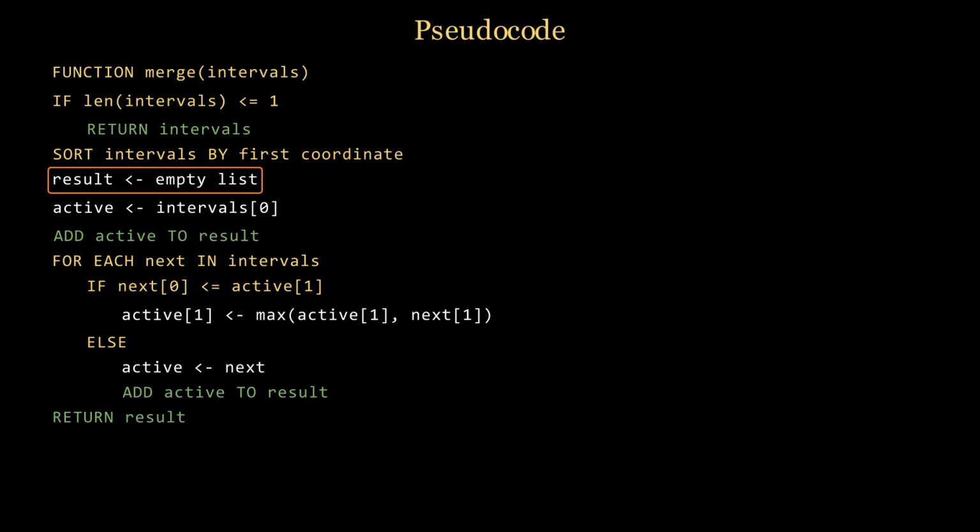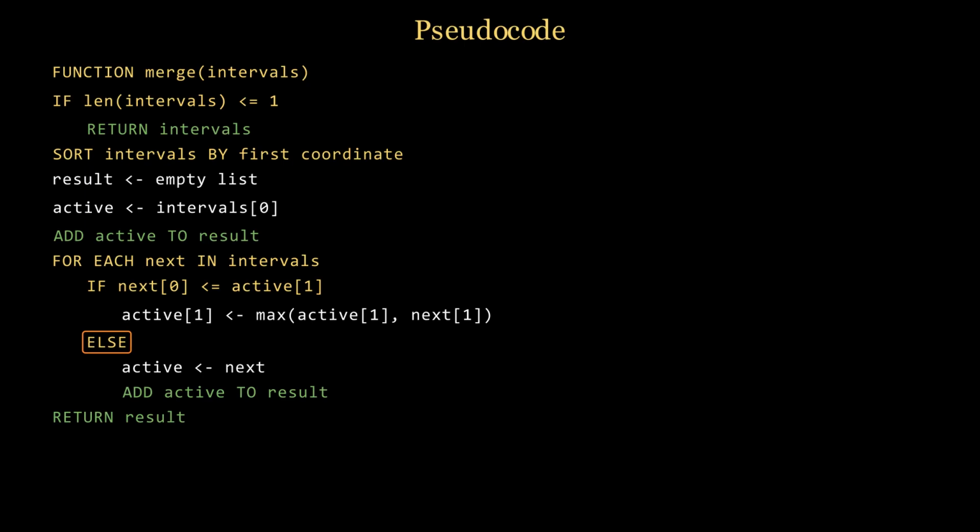Allocate the output list. Active is the current merged interval we may extend. Store the first interval in result. Walk every interval in sorted order. Overlap or touch when next starts at or before the active end. Merge by taking the larger of the two ends.